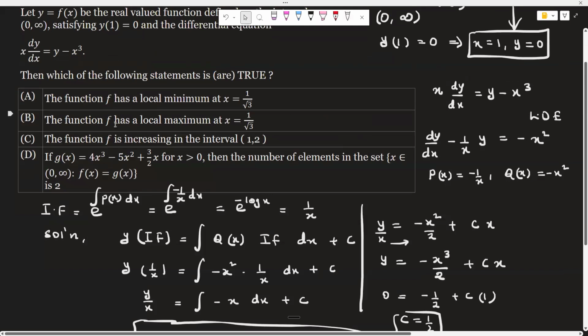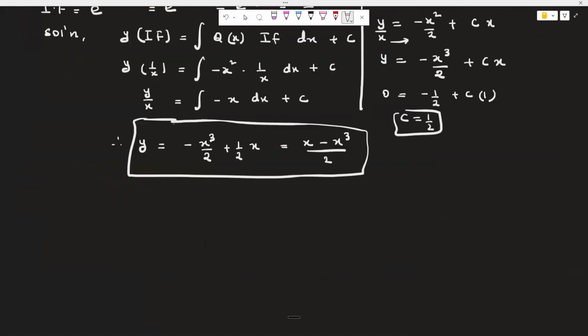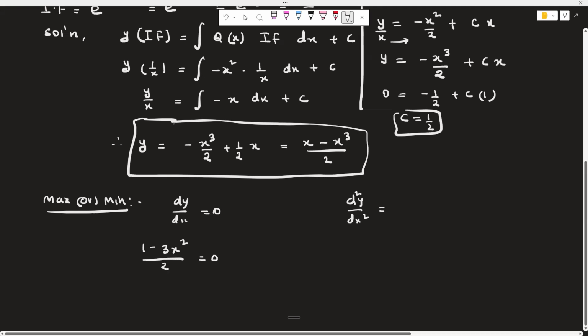Now from this y, we need to find the correct options A, B, C, D. First we will go with A and B. Here they are talking about local maxima and local minima, so we will apply the maxima and minima concept. For that, two steps must be performed. The first step is dy by dx equal to 0, and the second step is d square y by dx square. First, the first step: dy by dx equal to 0 means 1 minus 3x square by 2 is equal to 0. From there, we get x values plus or minus 1 by root 3 as roots.